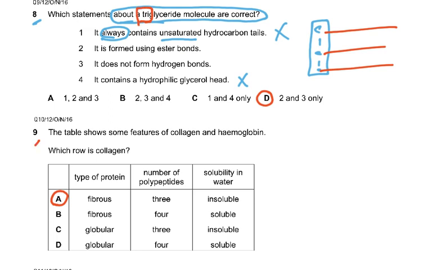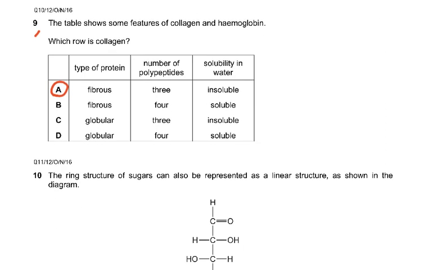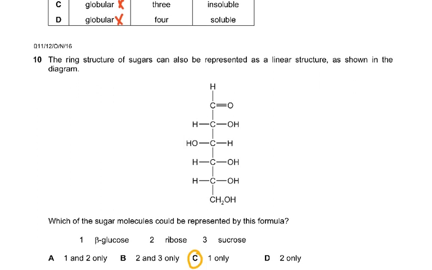Then question number 9. The table shows some features of collagen and hemoglobin. Which row is collagen? It's a fibrous protein made of 3 polypeptides and it's insoluble. So the globulin one was all rubbish. So you immediately cut that out and then you narrow down to A and B. And if you know the structure, then you would know it. Then coming on to question number 10.